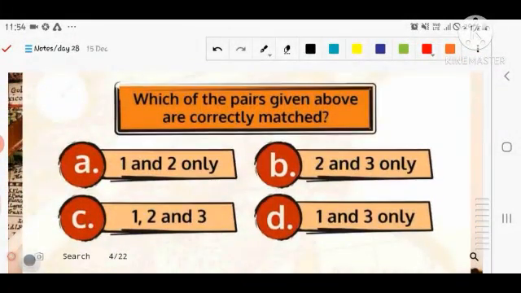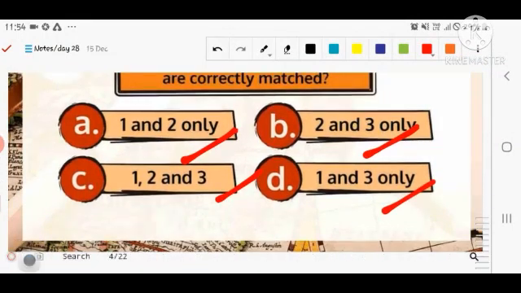So in front of you 4 options are there: first and second, second and third, first, second and third, and first and third. If you know one option or two options, you can give the answer.